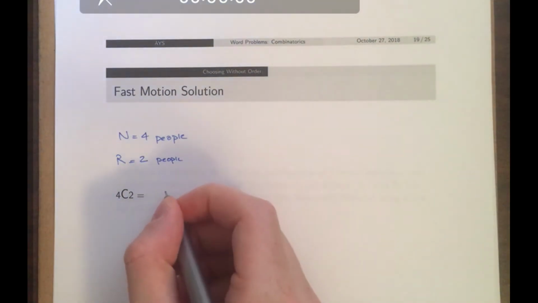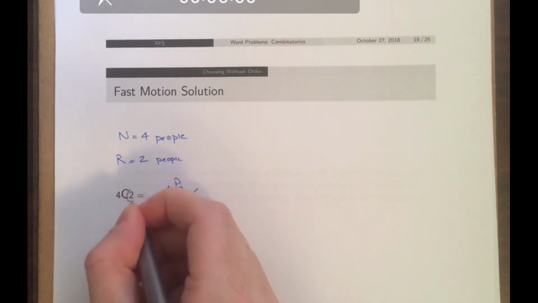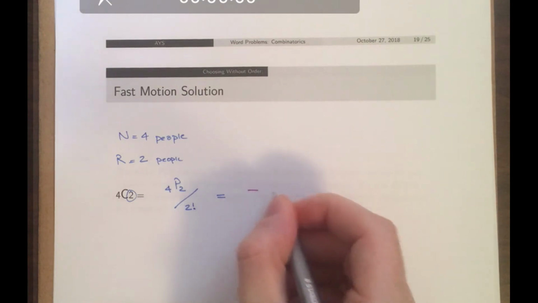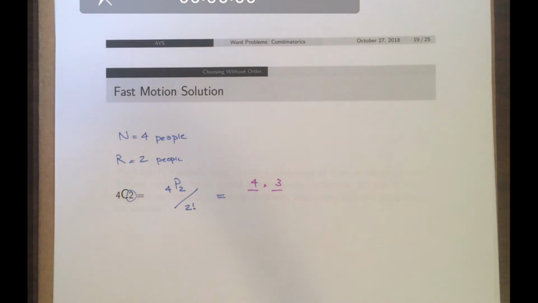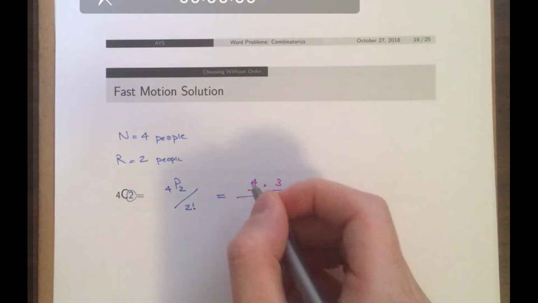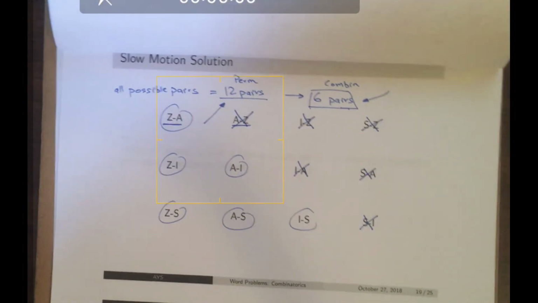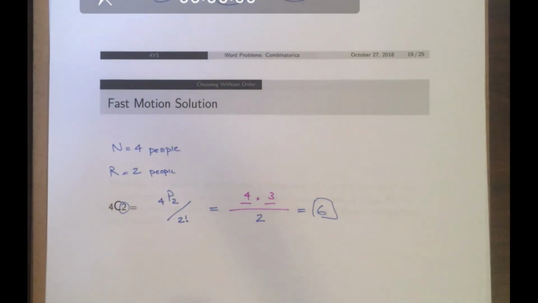Well, 4 combination 2 is the same thing as 4 permutation 2 divided by the second number factorial, 2 factorial. Well, what's 4 combination 2? 4 permutation 2 is just make 2 lines and start counting down. So 4 times 3. The bottom is 2 factorial, which is 2 times 1, which is the same thing as 2. So 4 times 3 is 12, divided by 2 is 6. So the answers check out, right? We got 6 when we wrote it out, and we got 6 in the fast way, where we just did the formal definition of combination.